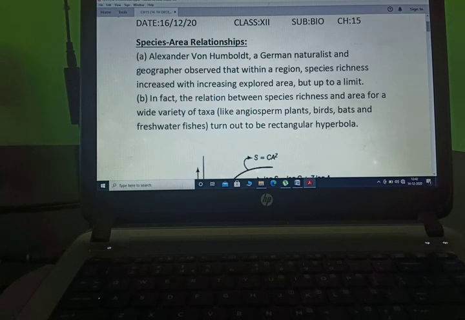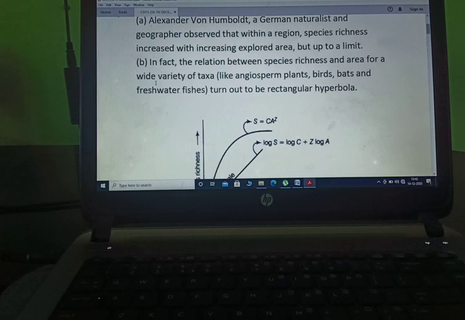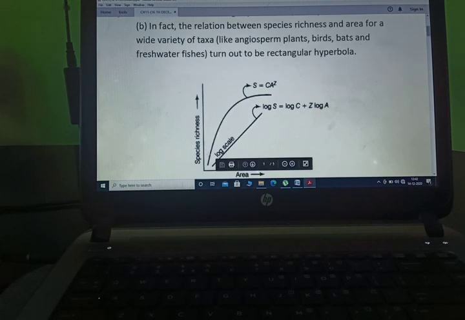Now, species area relationship. Alexander von Humboldt, a German naturalist and geographer, observed that within a region, species richness increases with increasing explored area, but up to a limit. In fact, the relation between species richness and area for a wide variety of taxa like angiosperm plants, birds, bats, freshwater fishes, etc. turns out to be a rectangular hyperbola. This is hyperbola.